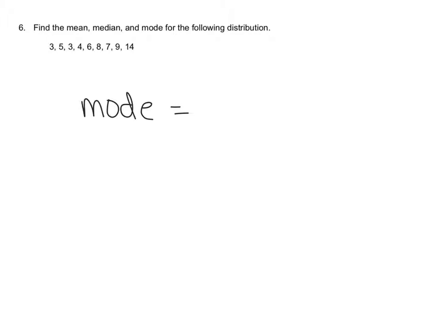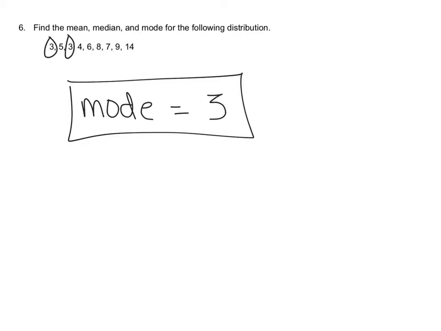Lastly, we'll find the mode. The mode is the number that occurs the most often within the data set. If we look at all these values, the only number that occurs more than once is 3. So 3 occurs more often than any other number in the set. So our mode is 3. And this completes the question.